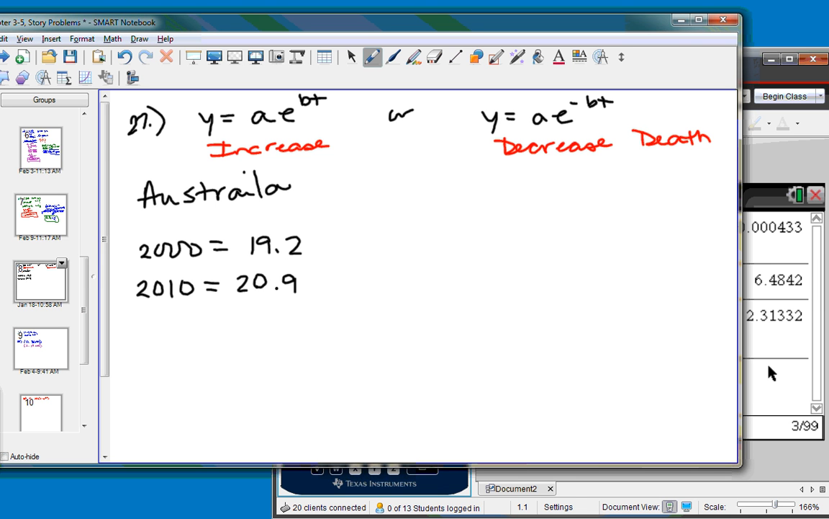Okay, now, they give you the population in 2000. For Australia, it was 19.2 million. In 2010, we had 20.9 million. Now you guys tell me, whenever you're given data like this, what should your brain immediately transfer the data into? Not a calculator. Your attention span is that of a gnat, you need to pull it together and pay attention.